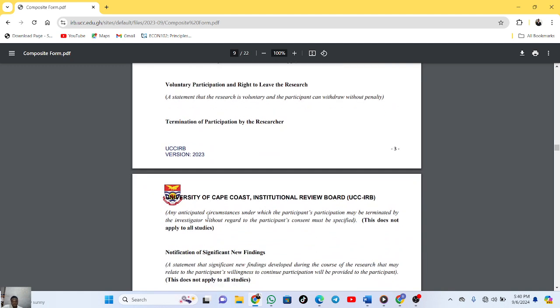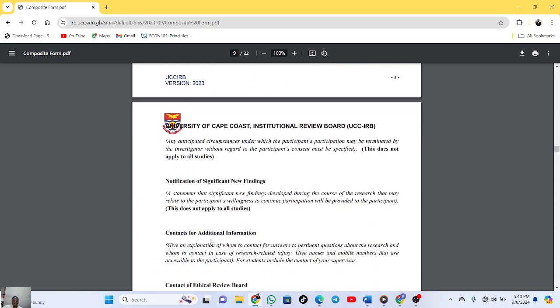Termination of participation by the researcher. So you also read the instructions and provide the information, but it does not apply to all studies. Notification of significant new findings. Read the instructions and provide the information, but it does not apply to all studies. Contact for additional information. This one you have to provide. You bring the heading and then provide the information.